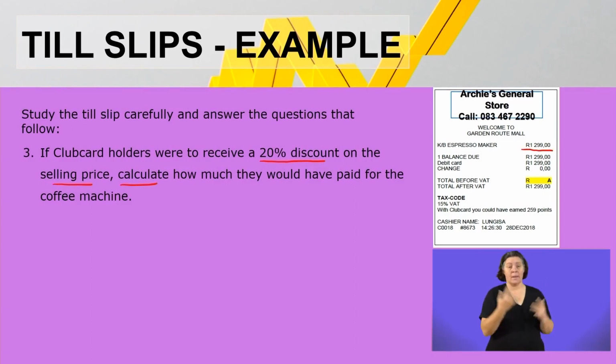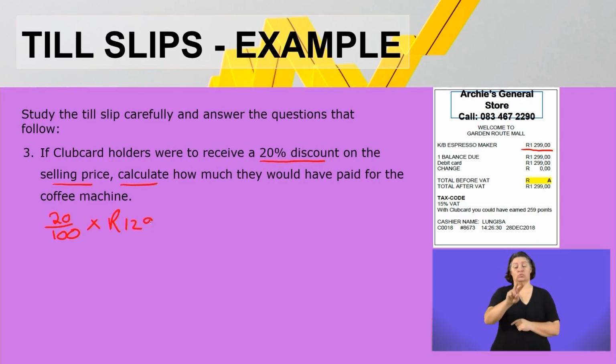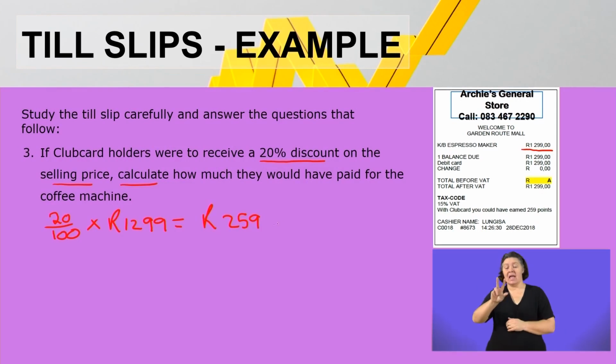So first of all, I'm going to calculate 20% of, means I multiply, of the selling price of 1,299 Rand. So let's see what we get once we type that in. So 20 divided by 100, multiply by 1,299. So that will give you a discount of 259 Rand and 80 cents. So what does it mean when we get a discount? It means we'll take that money off, right?